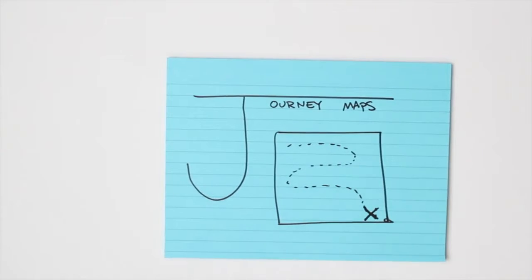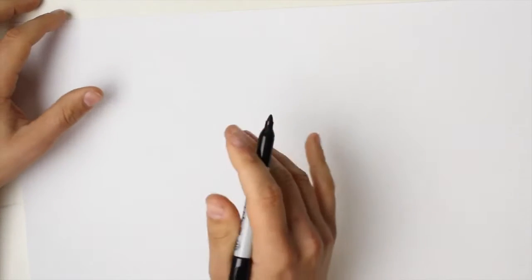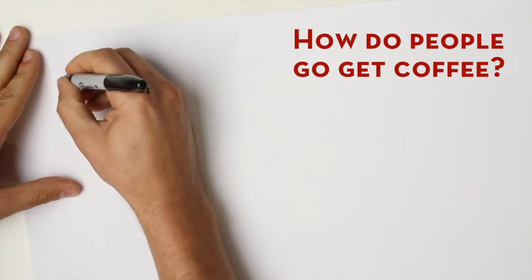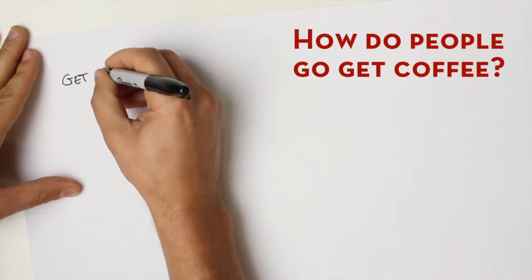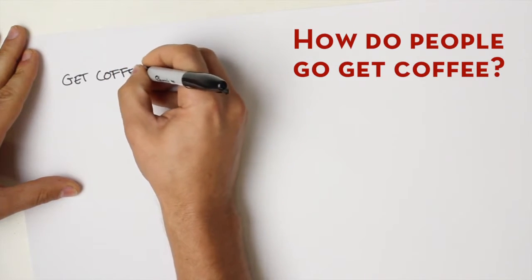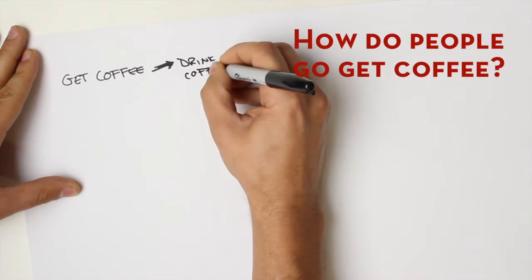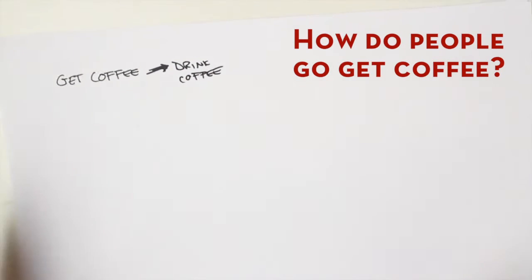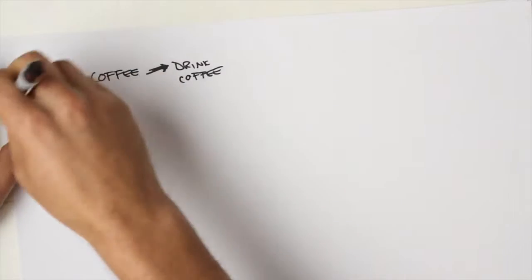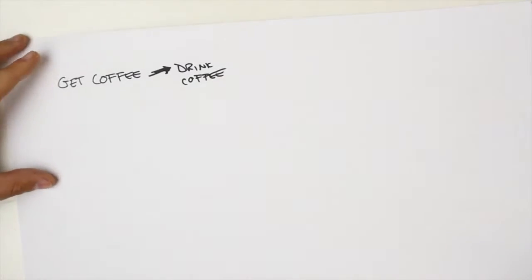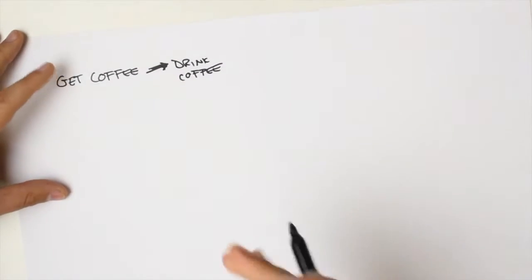Journey maps. So imagine you're tasked with designing something for people going to get coffee. Now, if your understanding is that people get coffee and then they drink it, you've missed out on a lot of the different steps and stages in between people determining they want a cup of coffee till the point that they enjoy it. So we're going to break it down step by step by step, and that's what we mean by Journey Map.